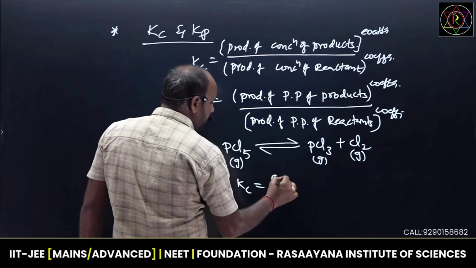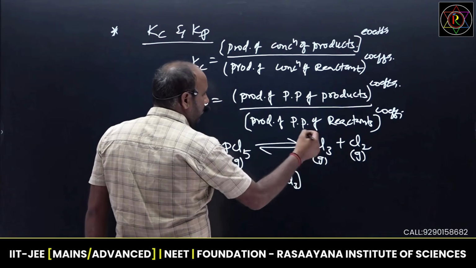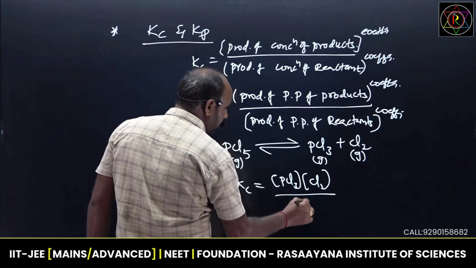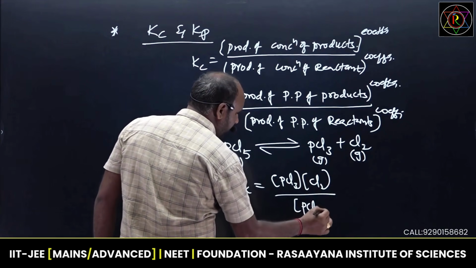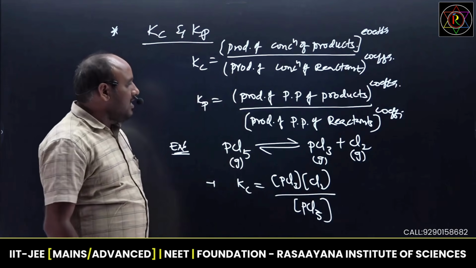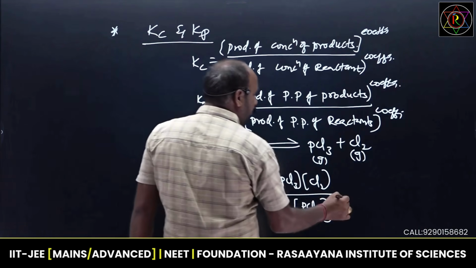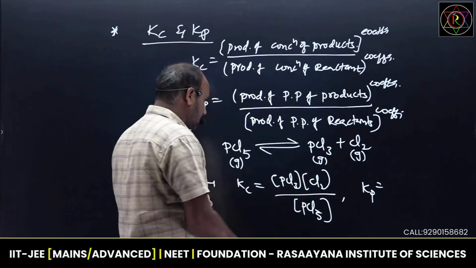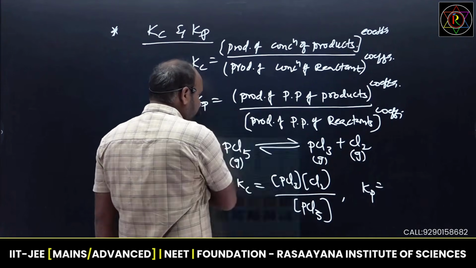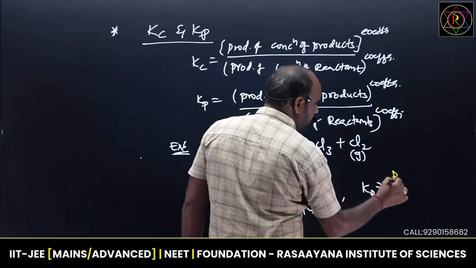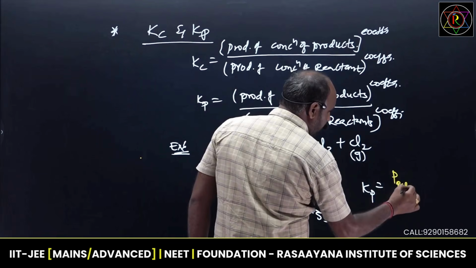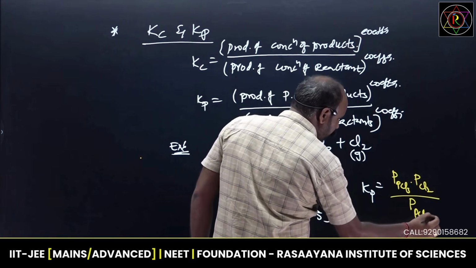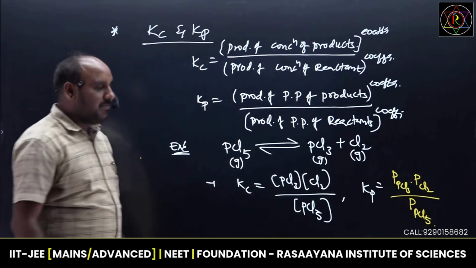That is the PCl3 concentration, whose coefficient is 1, then the Cl2 concentration, divided by the PCl5 concentration. Similarly, we express the Kp value. All are gases, so we utilize partial pressure. The partial pressures of the products, P of PCl3 times P of Cl2, divided by P of PCl5. This P means partial pressure.